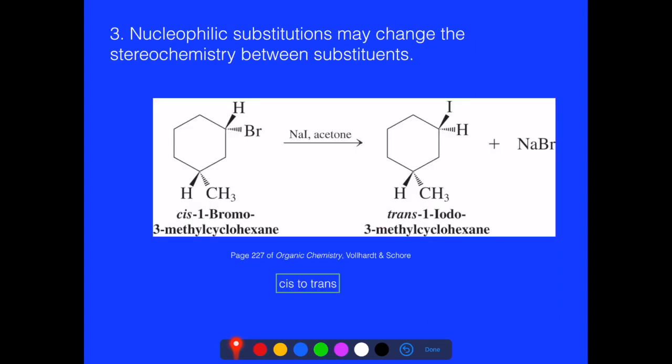The last thing that we can talk about is that nucleophilic substitutions, when they do substitute, can actually change the stereochemistry between these substituents. This is showing a cis 1-bromo-3-methyl. Cis means same side, the bromo group and the CH3 are both on the wedges, in back. Iodide comes in. Remember that the iodide is going to attack from the backside to kick off the bromine, and over here the iodine is on the wedge, and the hashed one is behind, and so it ends up as a trans. So we also have to think about that. In this case, we're going from a cis to a trans species.